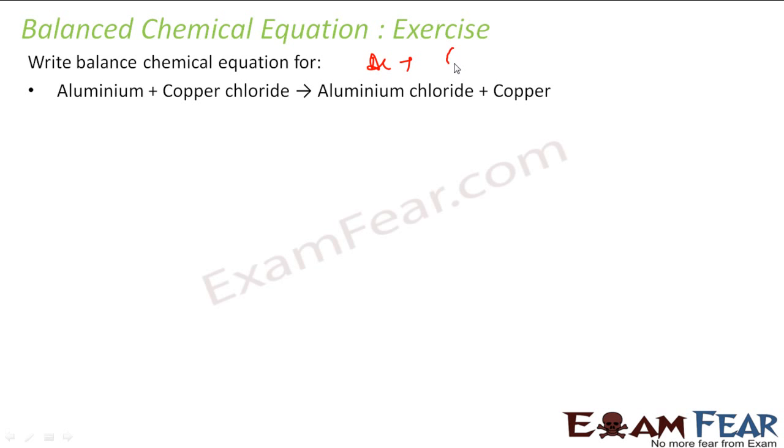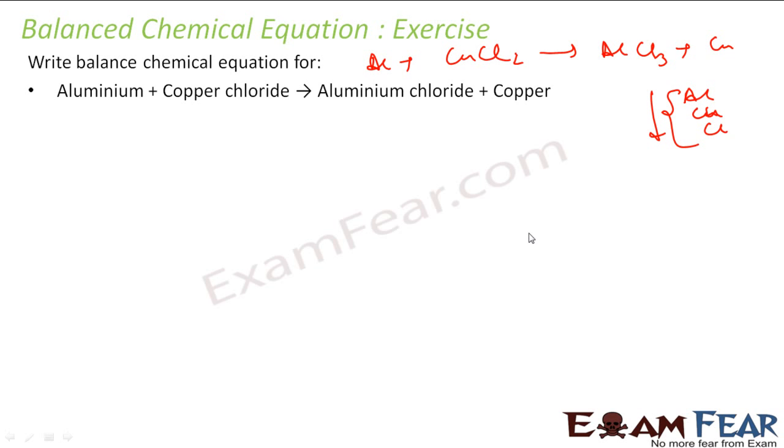Simple questions only. We have aluminium plus copper chloride. You should know the formula: CuCl2 gives aluminium chloride AlCl3 plus copper, that is Cu. Let's balance this. So we have metals such as aluminium, copper, and then we have chlorine as non-metal. This is my order of priority.